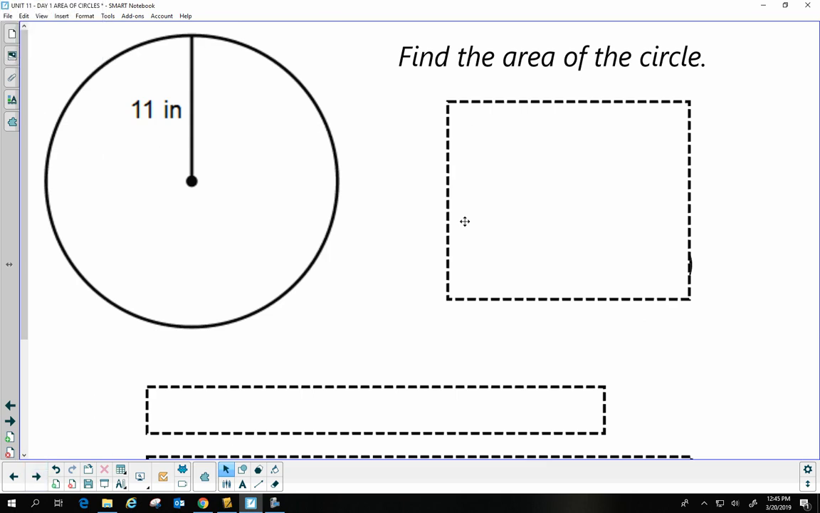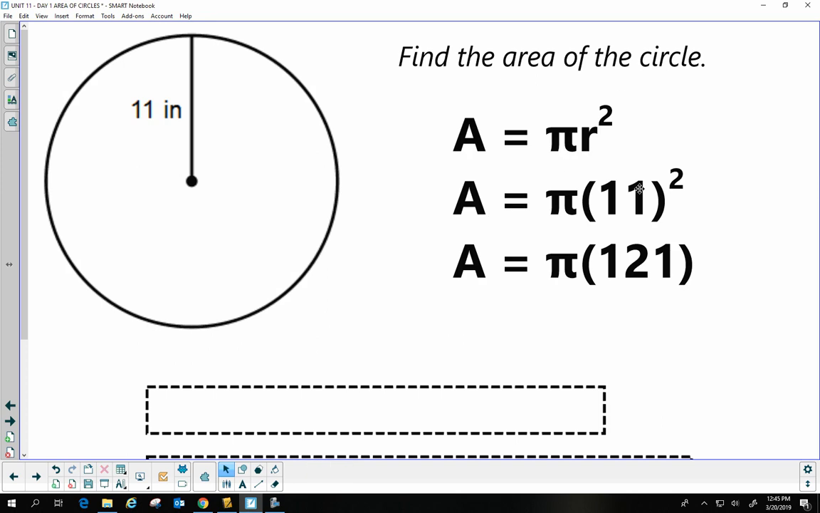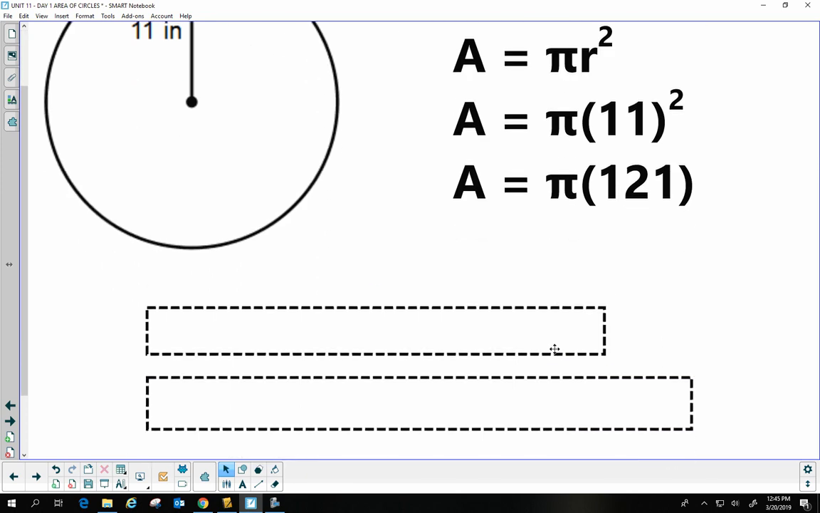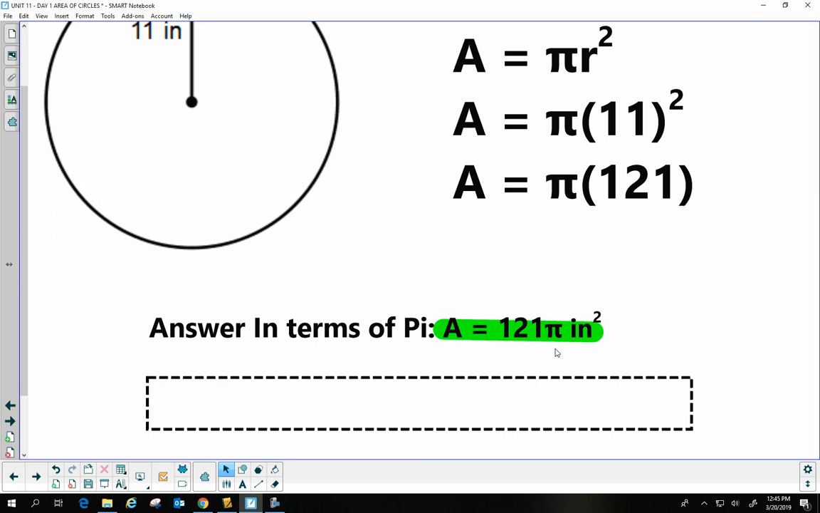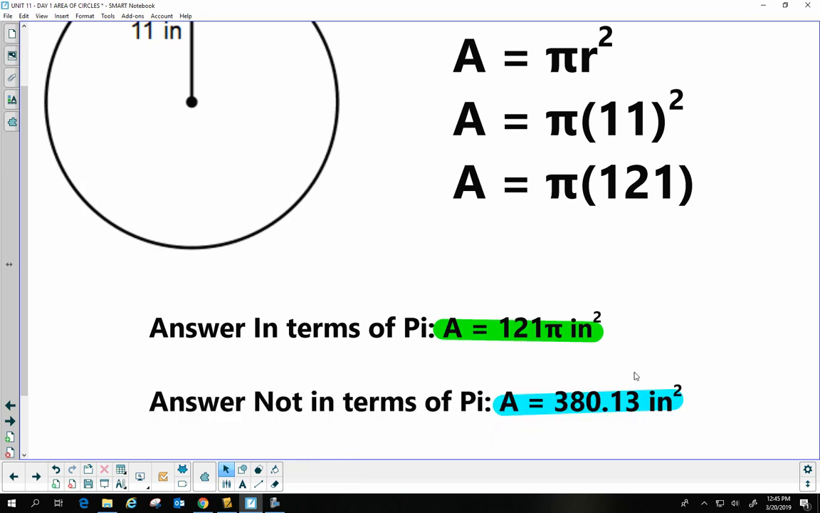So I want you to pause here and I want you to find the area of this circle. So my radius was 11, so I'm just going to plug 11 in. My answer in terms of pi is 121 pi inches squared. And my regular answer is just 380.13 inches squared.